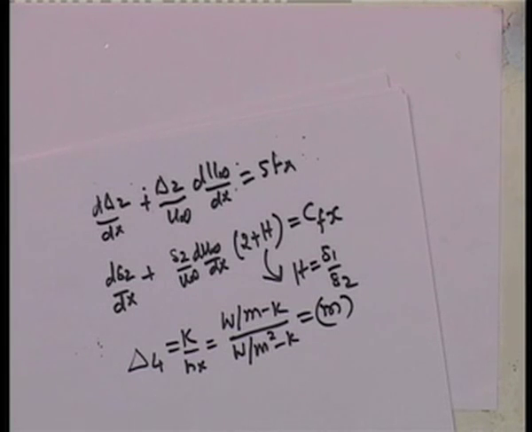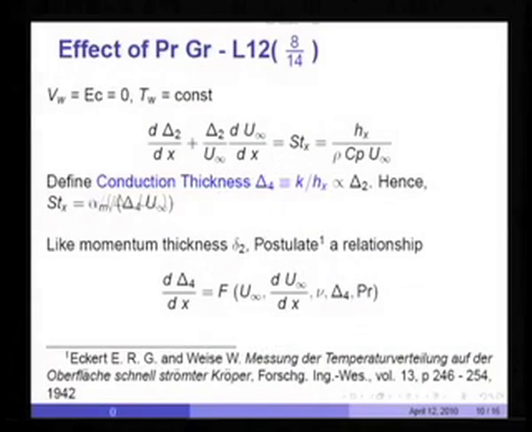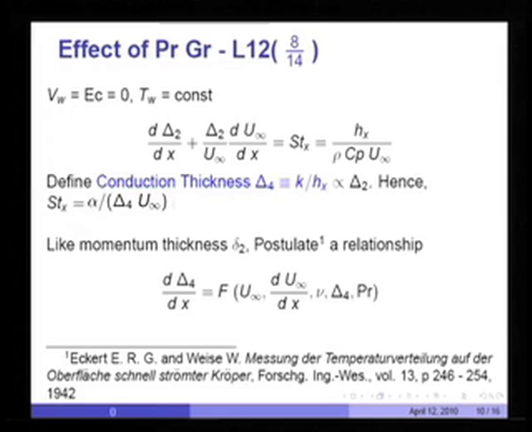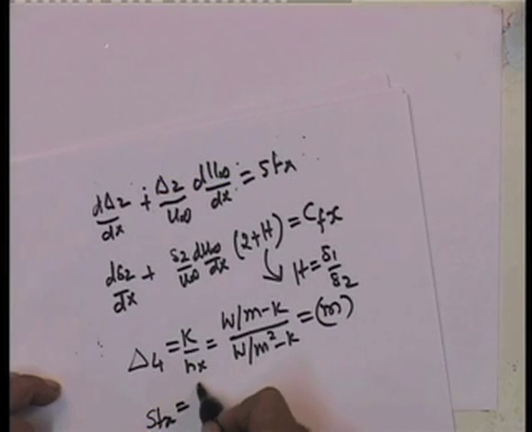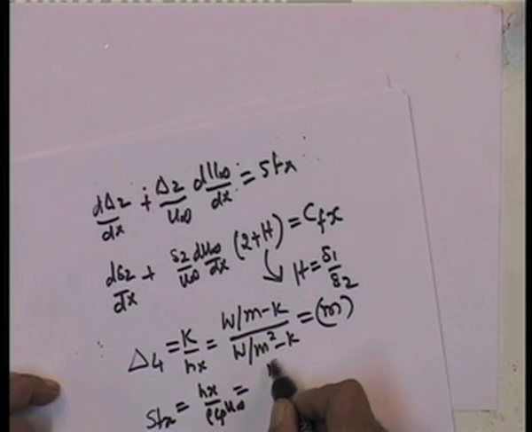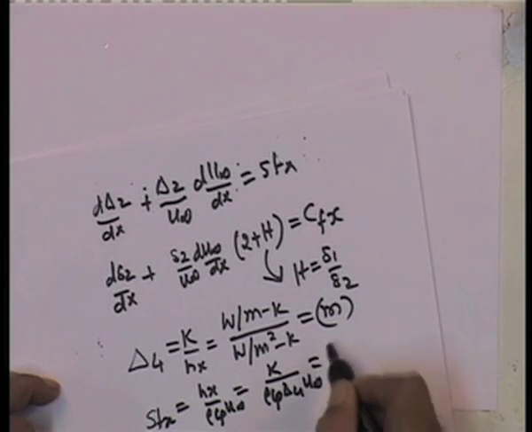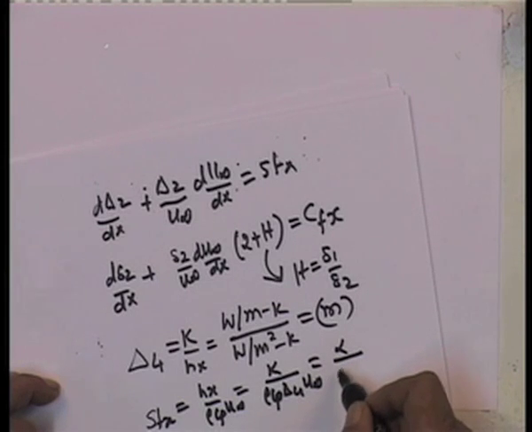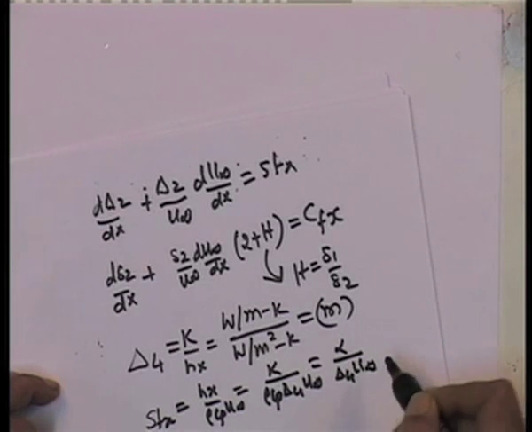And it will be proportional to all other thermal boundary layer thicknesses such as delta, delta 2 and so forth. Incidentally, Stanton x would readily follow. It will be simply alpha divided by rho u infinity, because you know that Stanton x is h x over rho c p u infinity, but h x is nothing but k by delta 4, and therefore this is equal to thermal diffusivity over delta 4 u infinity.